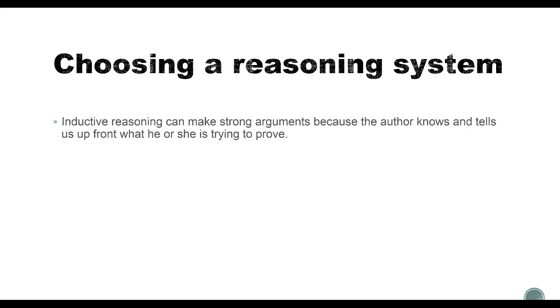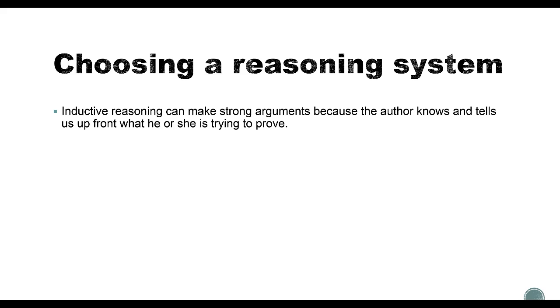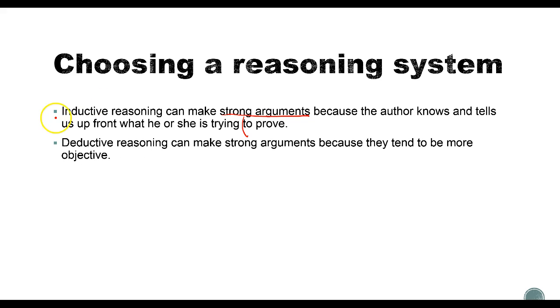So there are many advantages to inductive and deductive reasoning, and there are many reasons why a researcher or an author might choose inductive over deductive or deductive over inductive. Inductive reasoning can make strong arguments because an author already knows and tells us up front what he or she is trying to prove, right? And in this sense, the author can sell the argument to us, and that can be pretty convincing. However, on the other hand, deductive reasoning can make strong arguments because they tend to be a lot more objective, right? We're really interested in finding the truth, not proving our point when we use deduction. And that can be pretty convincing to a reader as well.